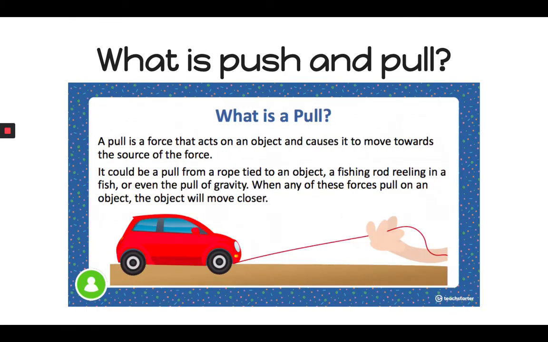What about pulling? A pull is a force that acts on an object and causes it to move towards the source of the force. It could be a pull from a rope tied to an object, a fishing rod reeling in a fish, or even the pull of gravity. With any of these forces pull on an object, the object will move closer.